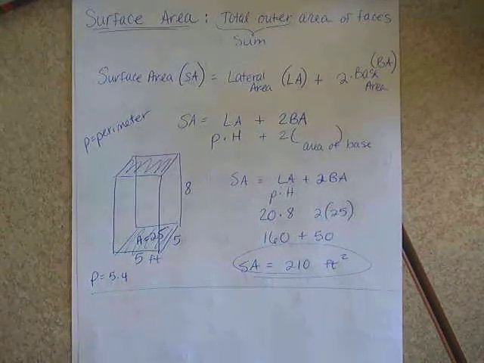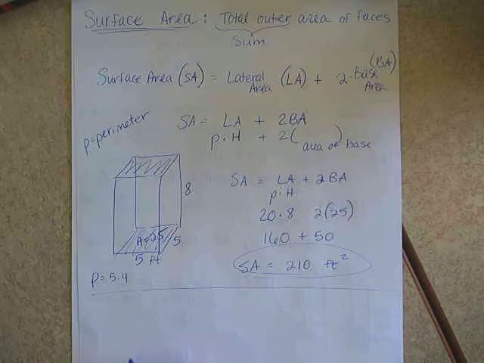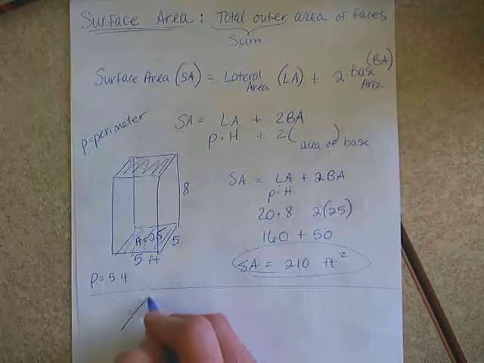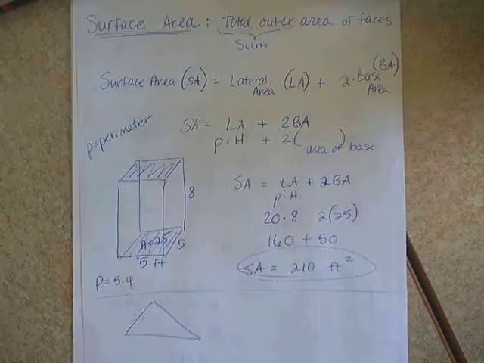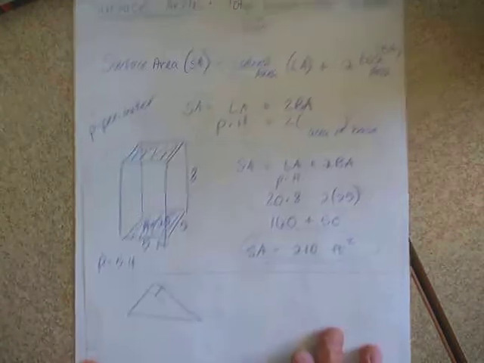Now, if you were to break this down into all 6 faces and find the area of each and add it together, you should get 210. But it saved us some time to do the lateral area by itself and then the bases.